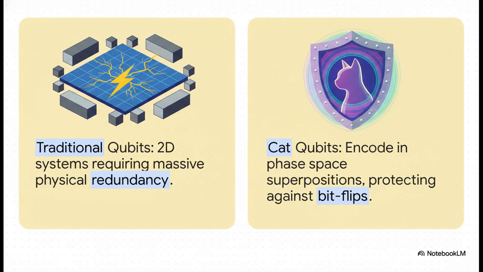When you compare these two traditional methods, the advantage is incredibly clear. Traditional qubits rely on two-dimensional systems. If an error happens there, it's catastrophic, meaning you need massive amounts of physical hardware redundancy just to protect the data. But cat qubits, which are a type of bosonic code, encode information in distant locations of phase space using these macroscopic superpositions. By doing this, they literally bake error protection, specifically against bit flips, directly into the physical hardware itself. It's a real game changer.